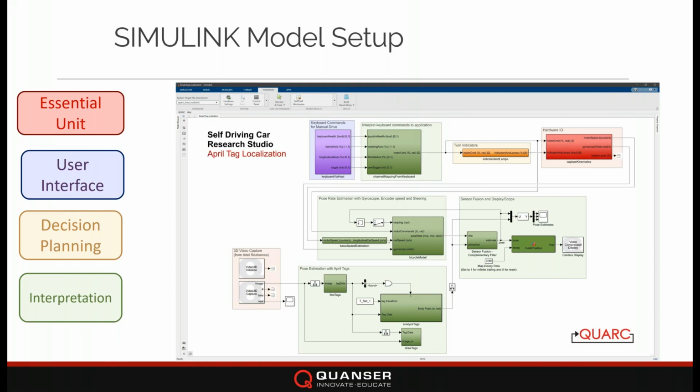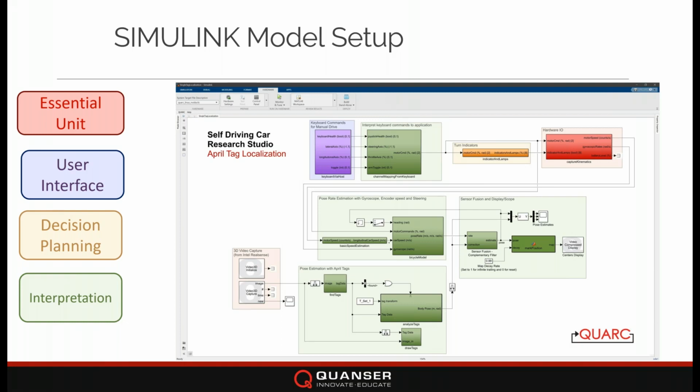When an essentialist unit is being invoked, it means I'm looking at the actual I/O that's present on the car, which would be the camera, the actual motor, the encoder, if I'm reading that information. User interface would be I'm driving the car around with a keyboard, with my physical keyboard. So then I would have a specific block that would allow me to map my keyboard inputs for something important.